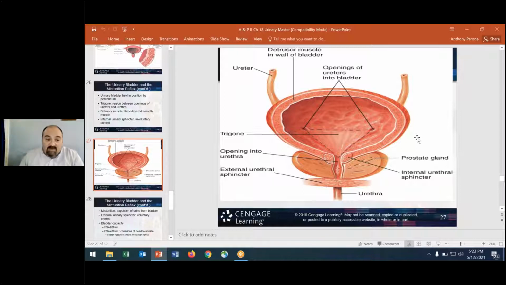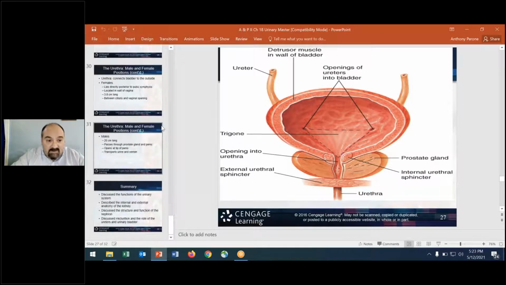You'll see the significance of issues with the prostate gland, such as benign prostatic hypertrophy, enlargement of the prostate gland, and how that can affect the movement of urine from the urinary bladder through the urethra and out of the penis for the male, or for the female, just the urethra itself.